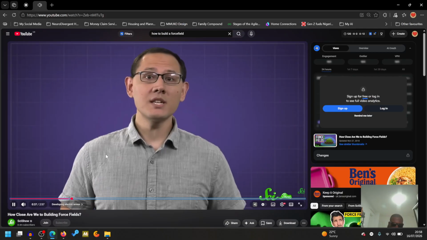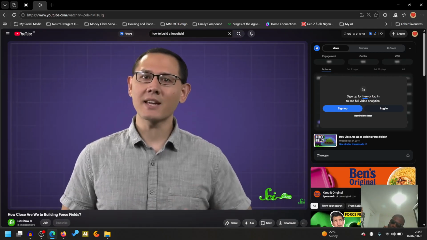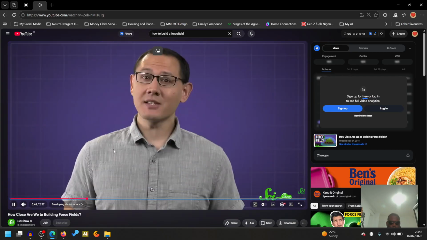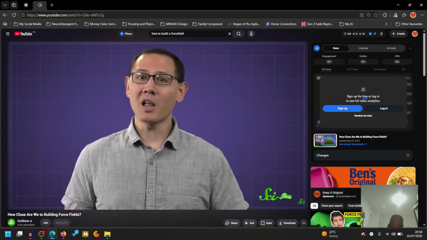But in the real world, most teams working on energy shields are doing it to protect military vehicles. The research is broken into two categories: fields that block matter and those that block radiation. And surprisingly, we're actually making more progress on the block matter side.